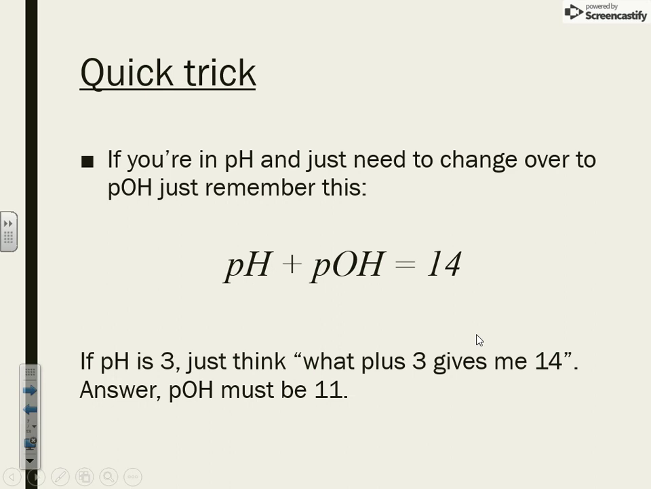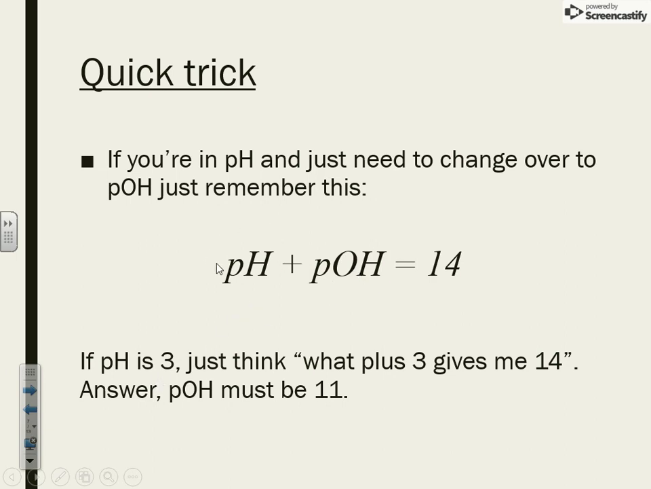Also, here's a really quick trick before you go. If you're just asked for pH and pOH and you're not given concentration, if the question asks something like, if the pH was 7, what would the pOH be? Well, the nice thing is when you add them together, they equal 14. So you could say, what plus 7 would give me 14? We know that 7 plus 7 is 14, so that means pOH would be 7.